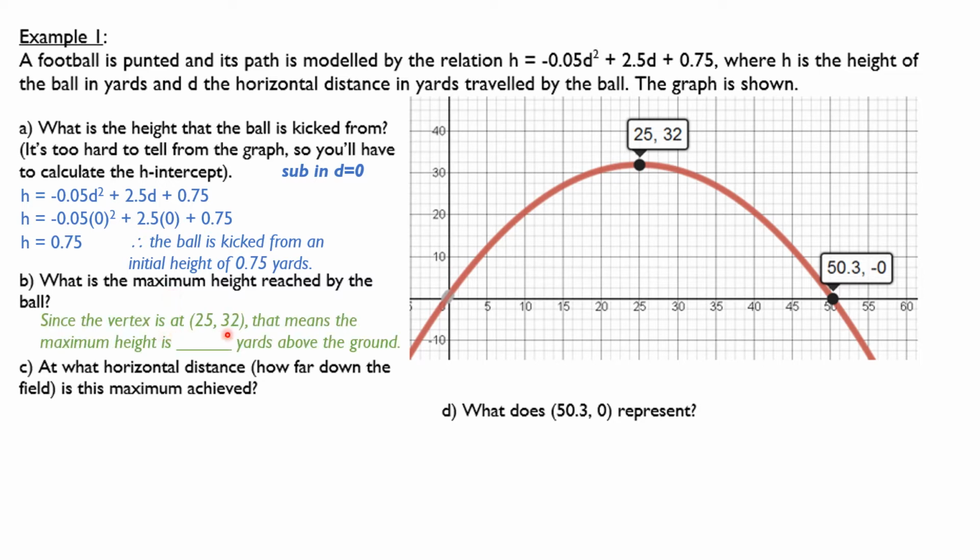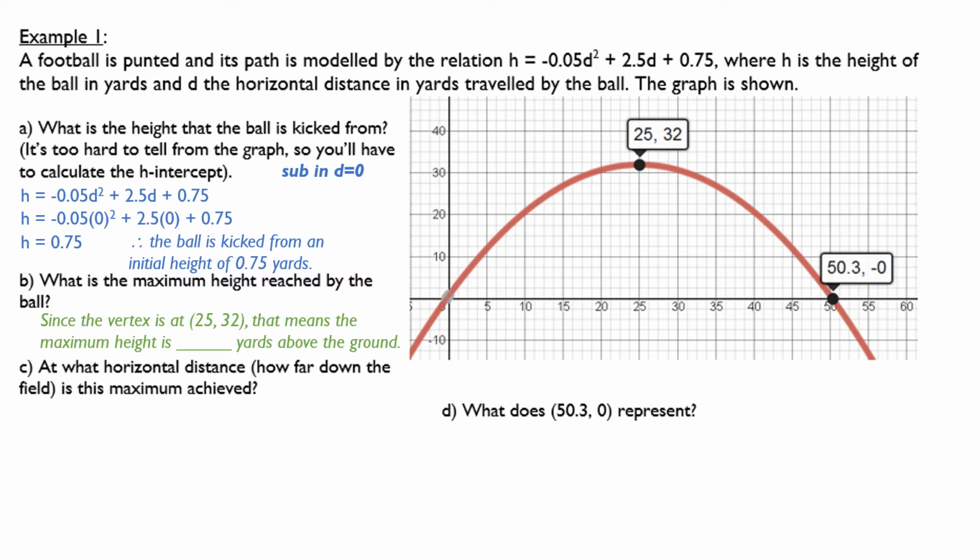Since the vertex is at 25, 32, that means the maximum height is, so which one of these two numbers? How many yards above the ground? Which one of these two tells you the maximum height? Is it 25 yards above the ground, or is it 32 yards above the ground? Which one is it?